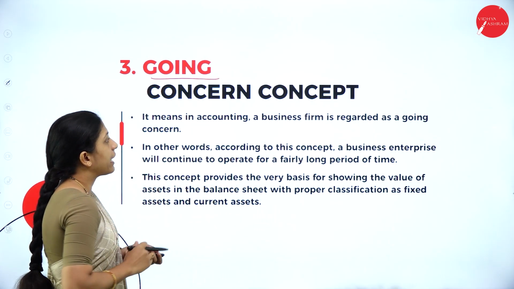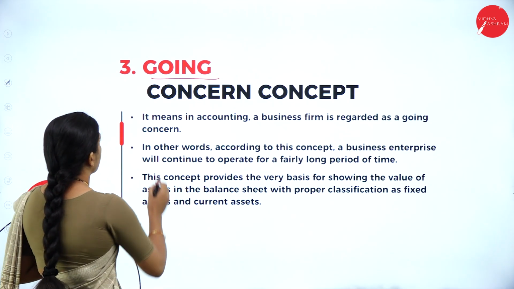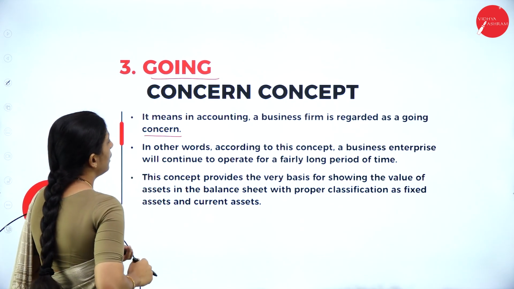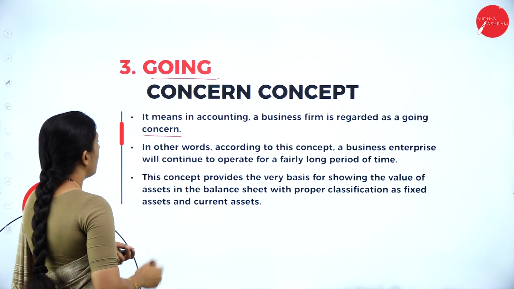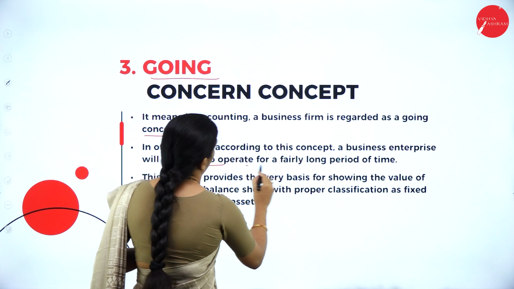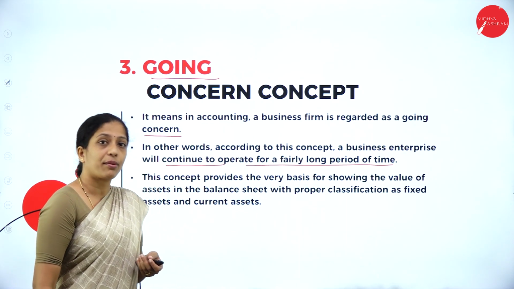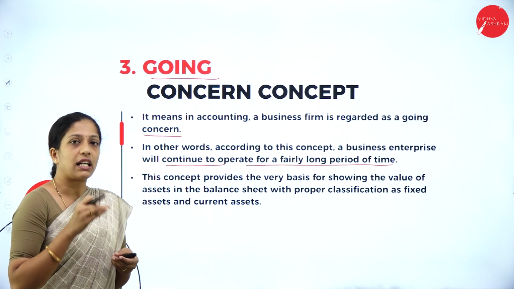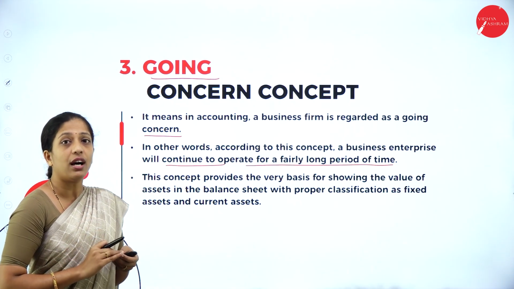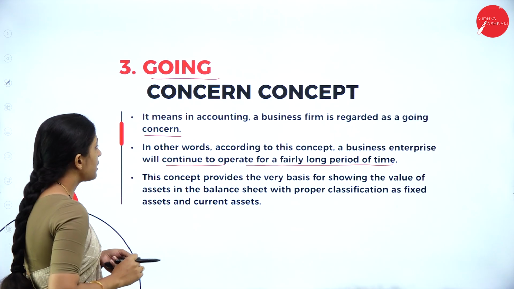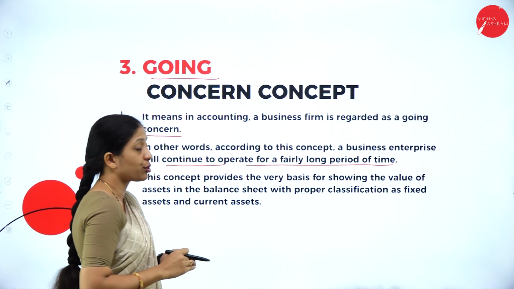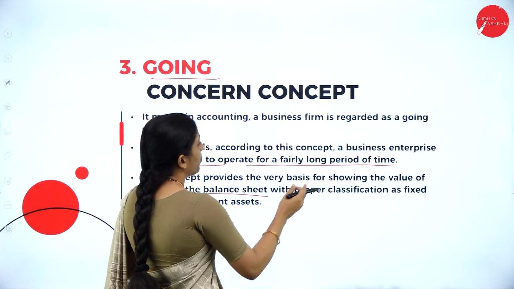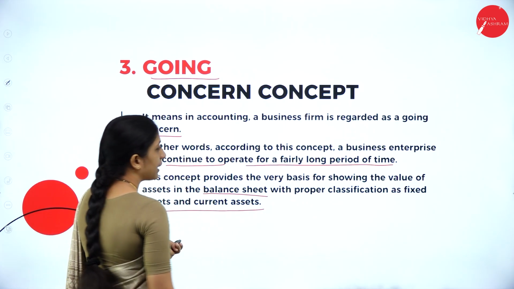So it means that in accounting, a business firm is regarded as a going concern. Going concern means what? It keeps on going. In other words, according to this concept, a business enterprise will continue to operate for a fairly long period of time. So I have told you, whenever you start a business, you should have that intention that the business will continue for a longer period of time. This concept provides the very basis for showing the value of assets in the balance sheet with proper calculation as fixed assets and current assets.